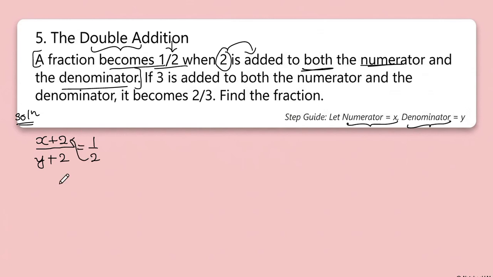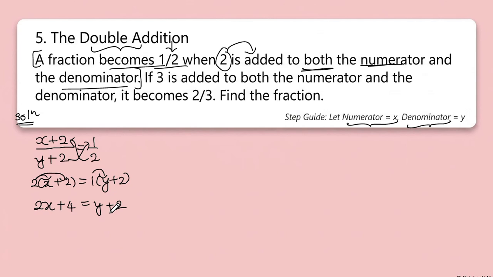So 2 into x plus 2 is equal to y plus 2 into 1. Okay. So 1 into y plus 2. So if we multiply the numbers inside, 2 into x is 2x plus 2 into 2, which is 4, is equal to 1 into y plus 1 into 2, 2.